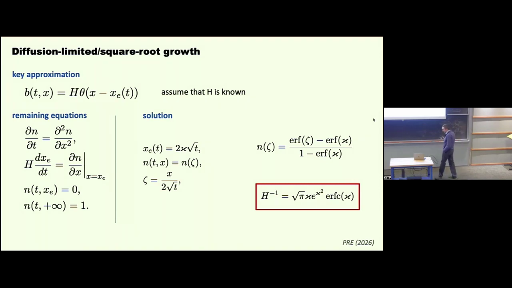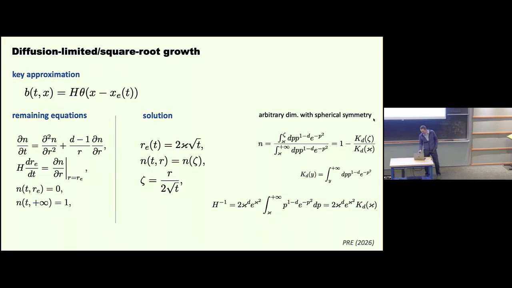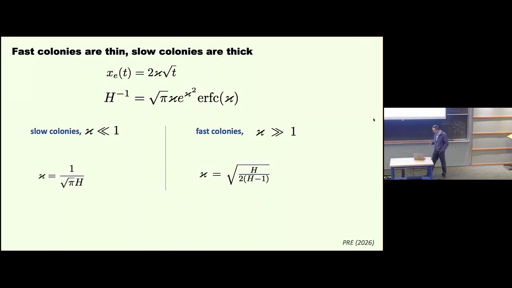This does depend on dimensionality, so I will talk about dimensionality later, but you can solve it in any number of dimensions. The answer is a little bit different, but that's not super important. Qualitatively, if you have a slowly expanding colony, then from this equation you can find that the height is going to be like 1 over kappa, so it's going to be large, while if the colony is fast, then the height is approximately 1, which is the same as in the traveling front limit.